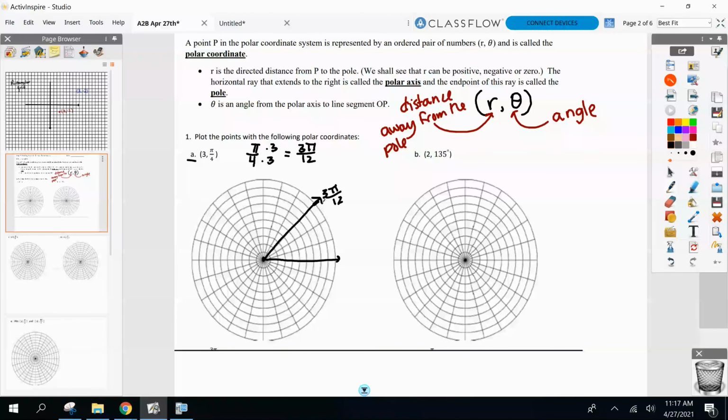Now, where's the actual point that I need to graph? Go to your R value, 3 units away from the pole on 3 pi over 12. So everyone start at the pole and count 1 circle, 2 circles, 3 circles. There it is, right there, 3 circles, a distance of 3 units away.